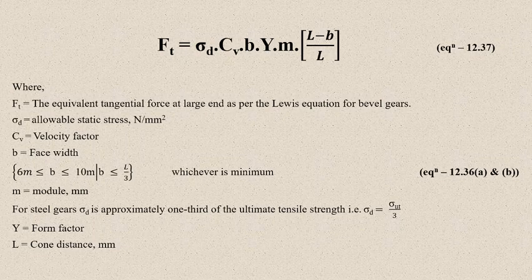Small b is the face width, and the value of face width is used with respect to this relation. Two relations are given in the design data handbook, 12.36a and b, and we have to take the minimum value with respect to these two relations. Small m is the module, capital Y is the form factor, and it is equal to the product of pi and small y. Small y is the Lewis form factor, and its value is given in the design data handbook. Capital L is the cone distance.